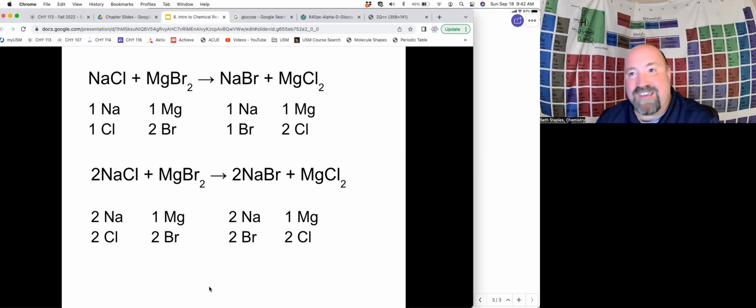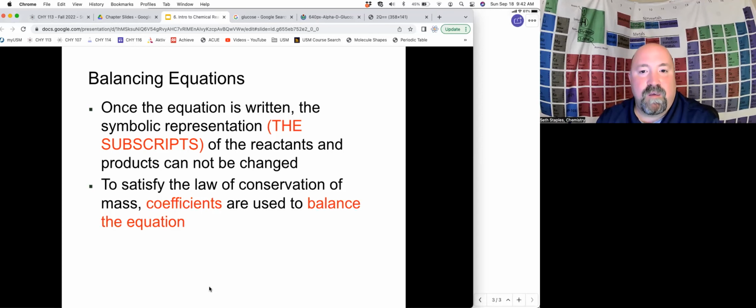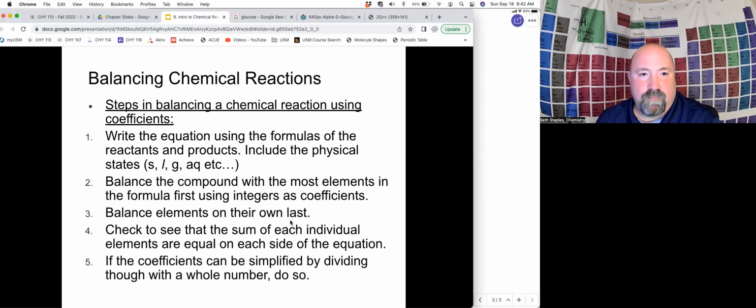I have the same number of each type of element on both sides. There are several strategies to balancing equations, but a few things to remember is that, like I've said a few times now, once the equation is written, the subscripts cannot be changed. Do not mess with those subscripts after you've determined what they are. Instead, we use our coefficients to balance the equation. A few different sorts of rules and steps you can think of. You'll find that as you do more of these, you're just going to develop your own flow and your own pattern.